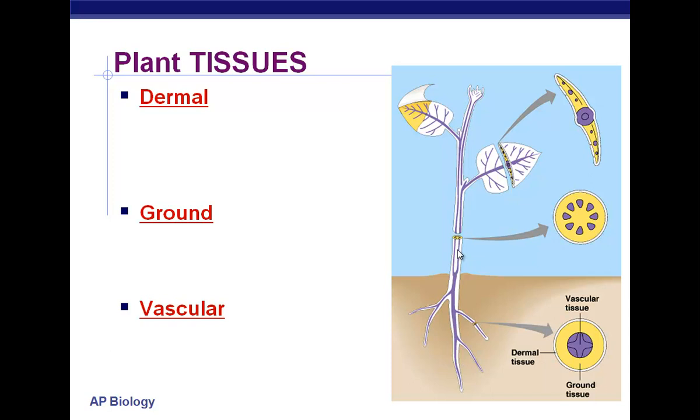Now, what is your dermis? Skin, right? If you have a skin problem, you go to the dermatologist, right? Well, plants have a dermal layer as well, and it's their skin if you want to think of it. It's their outer layer.